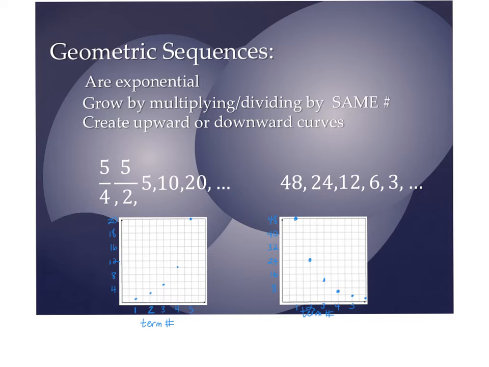So geometric sequences are exponential. They grow by multiplying or dividing by the same number, and they create upward curves when the multiplier is greater than 1, and downward curves when the multiplier is between 0 and 1. We looked at a couple of different ones in our work together.